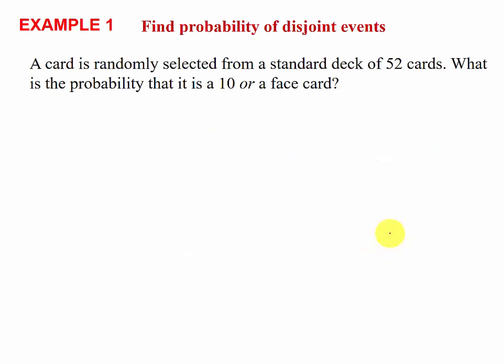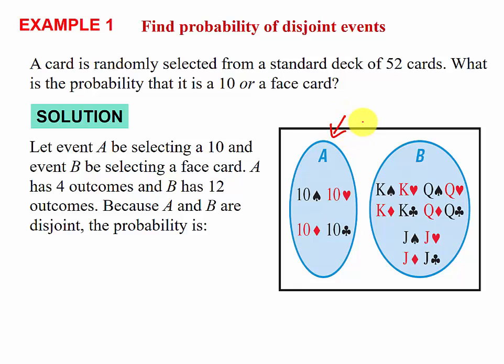Here's an example. A card is randomly drawn from a standard deck of 52 cards. What is the probability that it is a face card or a 10? So the first thing we need to identify is event A, the probability of a 10. Well, we have 4 different outcomes: 1, 2, 3, 4. And event B, the probability of a face card, is the 4 kings, the 4 queens, and the 4 jacks. Now notice that there are no common outcomes between the two different events. Therefore, we can simply add them together.